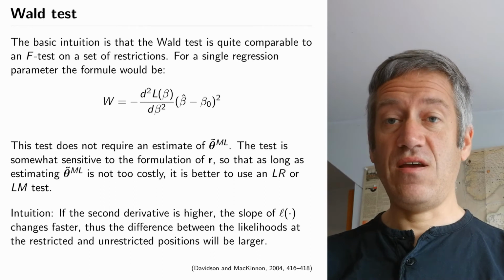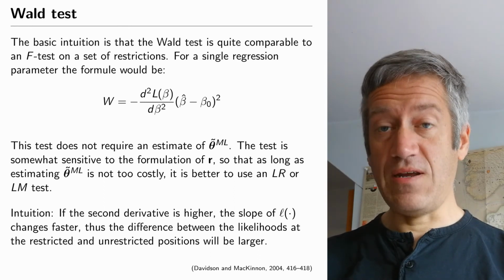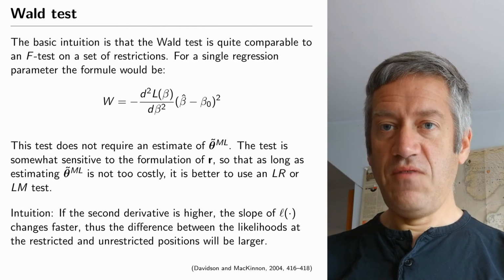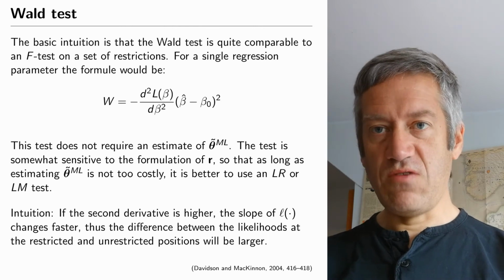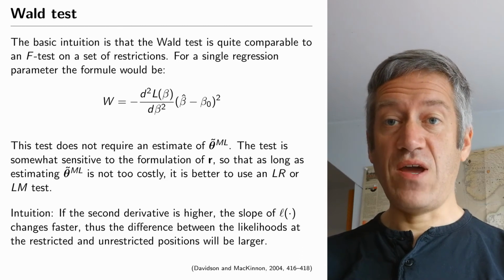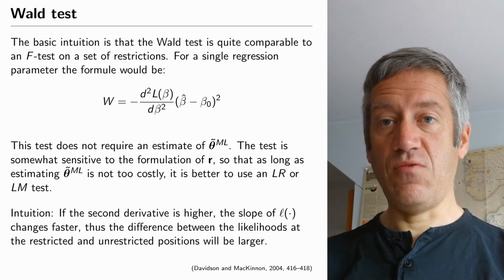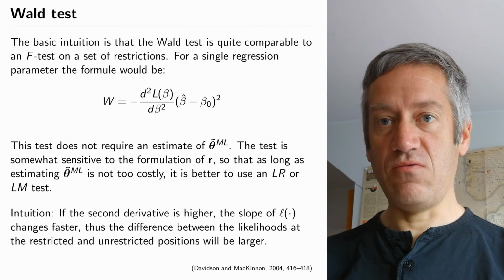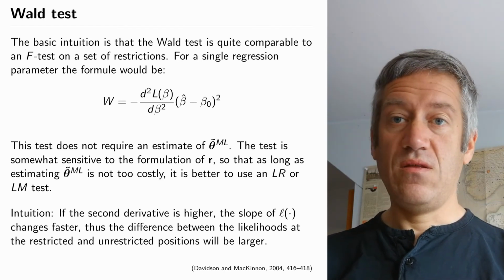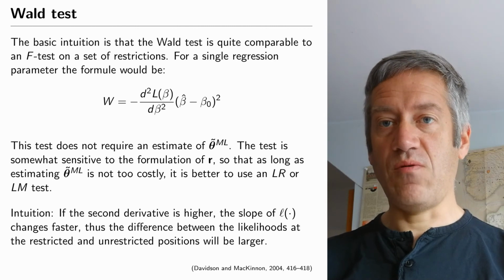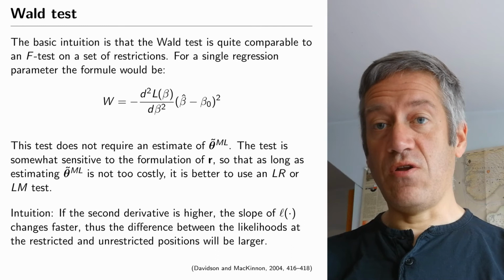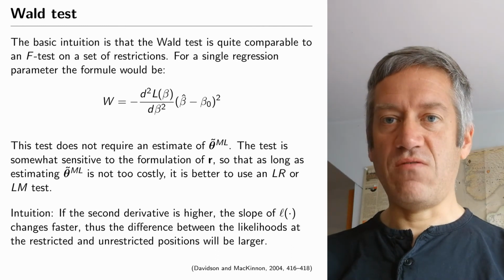And the intuition is that if the slope changes quickly, the difference between an unrestricted model and a restricted model is going to be very large, because a small move away from the optimal point for the unrestricted model leads immediately to a much lower likelihood. On the other hand, if the slope changes slowly, then you can move a bit away from that maximum point and still get a good likelihood. So a restricted model might very well still have a good fit with the data.